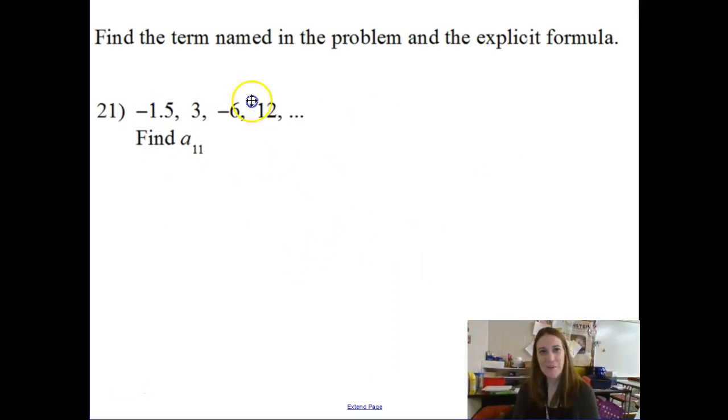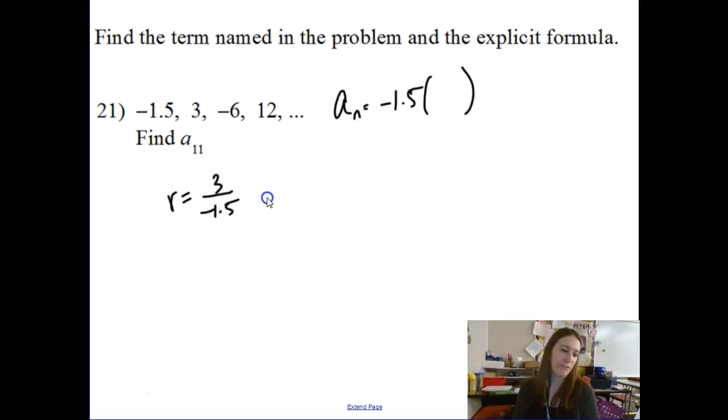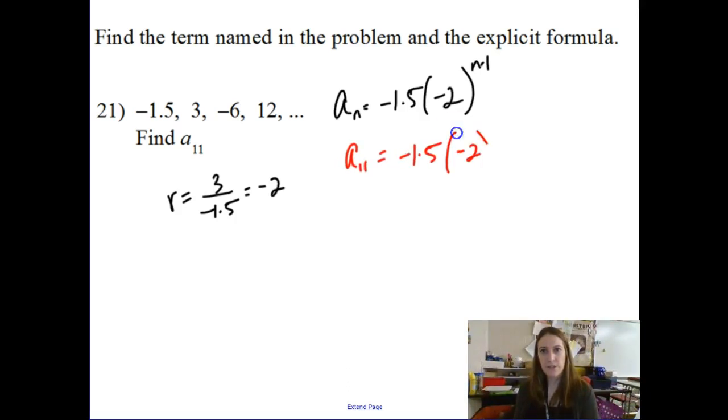Same stuff. Common ratio I'm going to find, but my first term I see is -1.5. So common ratio is 3 divided by -1.5, which is -2, right? To the n minus 1 power. So projecting out to the 11th term. Let's see here, -2 to the 11 minus 1, which would be 1536.